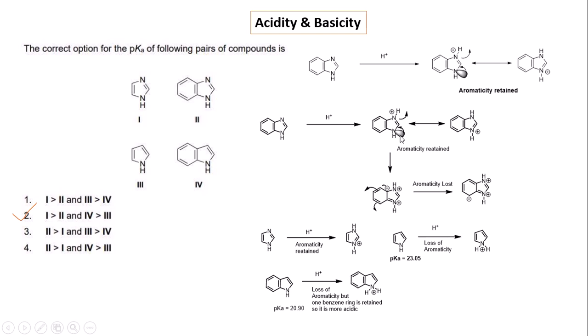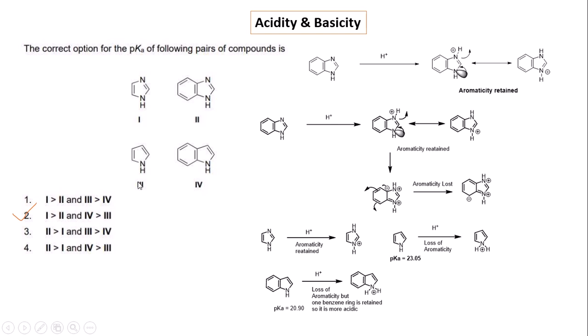But in the benzimidazole system, after delocalization of the charge in the conjugate acid, the aromaticity is lost in some of the conjugating structures. So this is unstable, and hence it has a lower pK value. The pK value of the imidazole system is higher. So 1 is greater than 2.